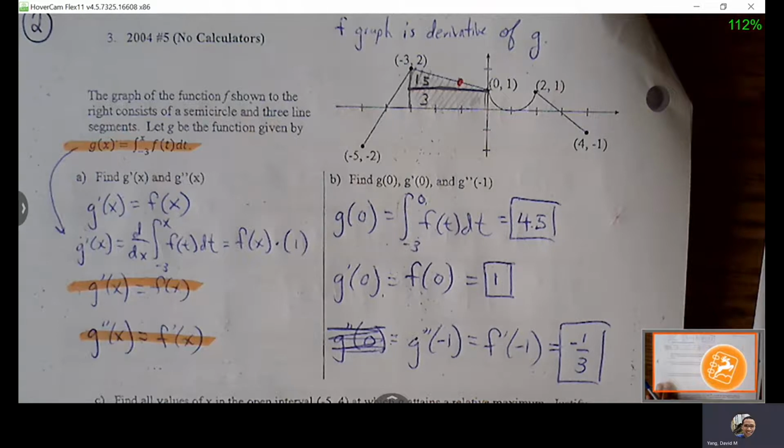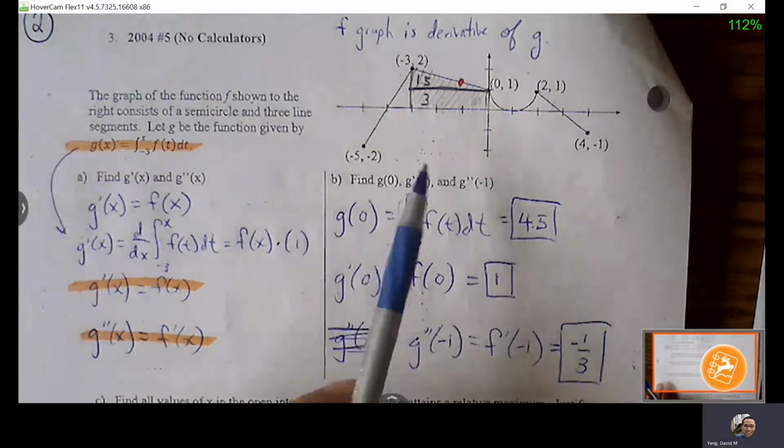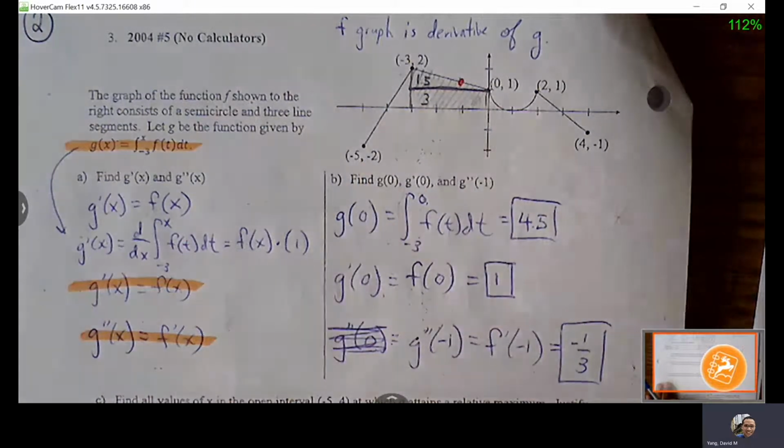Okay, let's see if we can do a little bit of part C. Any questions so far? Yes. Well, I got a puzzle with it. Oh, never mind. Yeah, so 1 minus 2 over 0 minus -3. Yeah, you get -1/3. Okay, let's go to part C.